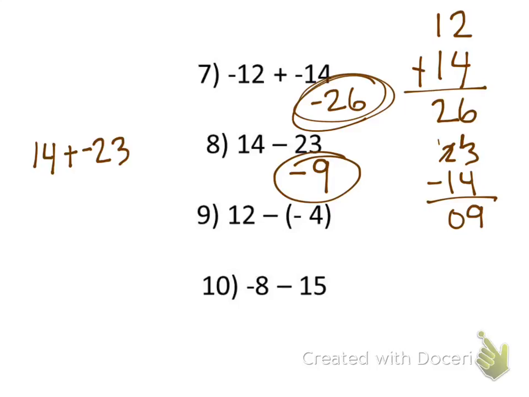12 minus negative 4. Now, we haven't really talked about this yet. What is a minus negative? Does anyone remember this from last time? Yeah, two negatives next to each other become a positive. So this is actually like 12 plus 4. 16. They're both positive. Add them and keep the positive. Good.